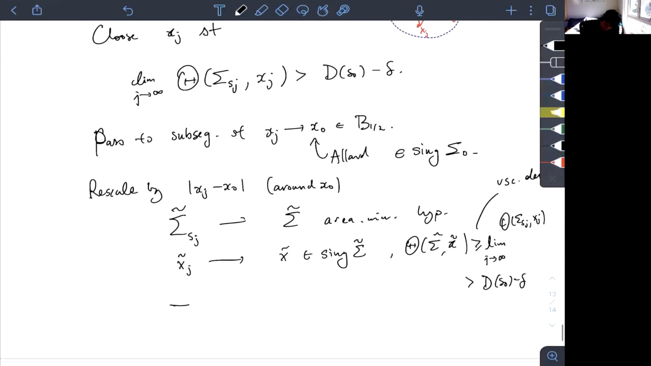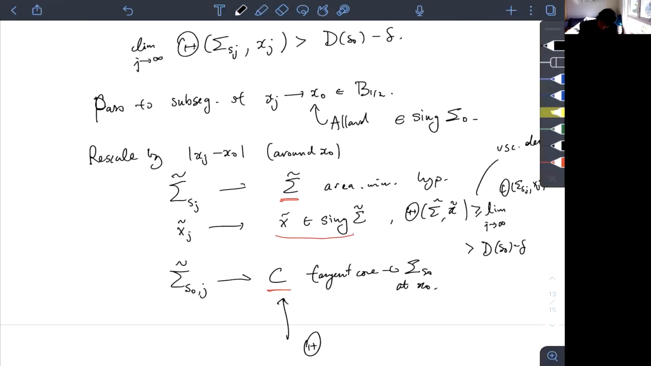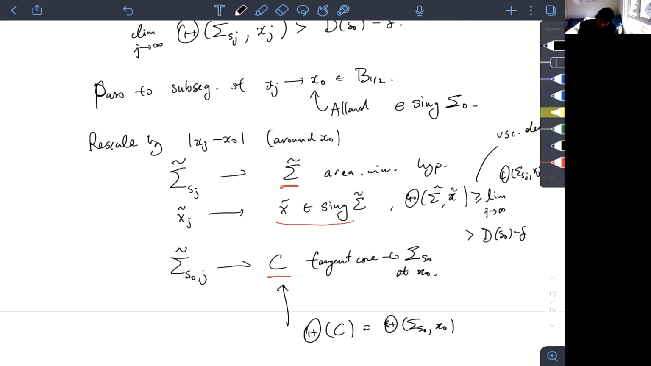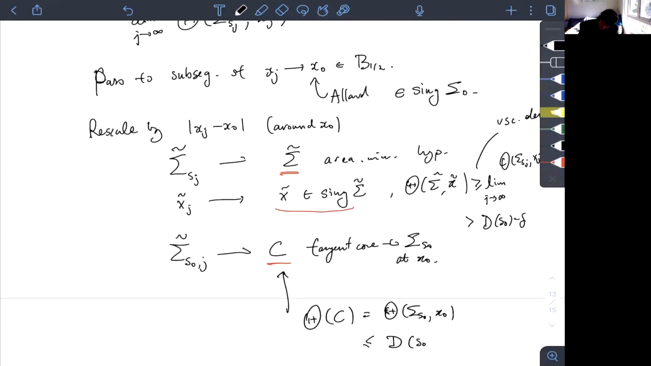On the other hand, the rescalings of sigma s naught converge to some cone, which is a tangent cone to sigma s naught at x naught. Okay, and so now you maybe see where we're going. You have a tangent cone with an area minimizing surface on one side with a high density singular point. And we know that the density of the tangent cone is equal to theta of sigma s naught at x naught, because we saw that the density of the tangent cone is precisely the density of the surface at the point. And this is no bigger than d of s naught, because d of s naught was the highest density singularity.